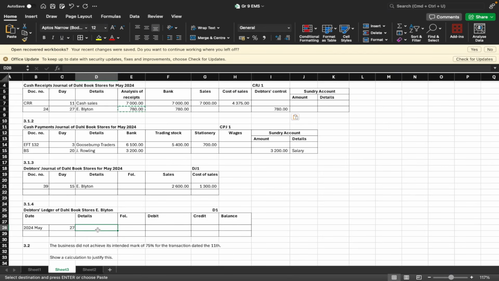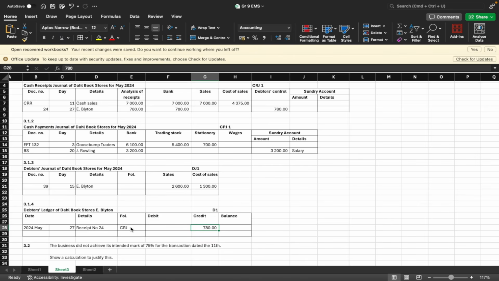So what are we going to put here? We're going to put the document number, okay, or the receipt number. So you're going to put here receipt number 24. And then what is the folio? Where did we record this? Which journal did this come from? Well, CRJ. We're saying that this money was received from this person, and that's why it came from the CRJ, and it's a credit amount. So whenever our debtor pays us, okay, in the debtor's ledger, we're going to put it on the credit side.